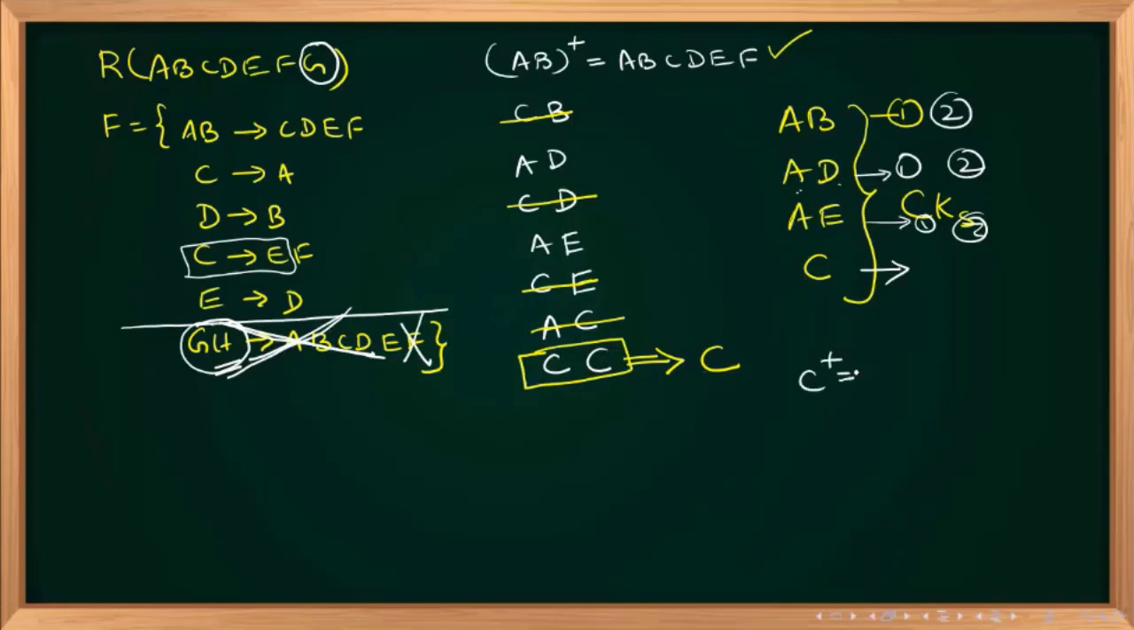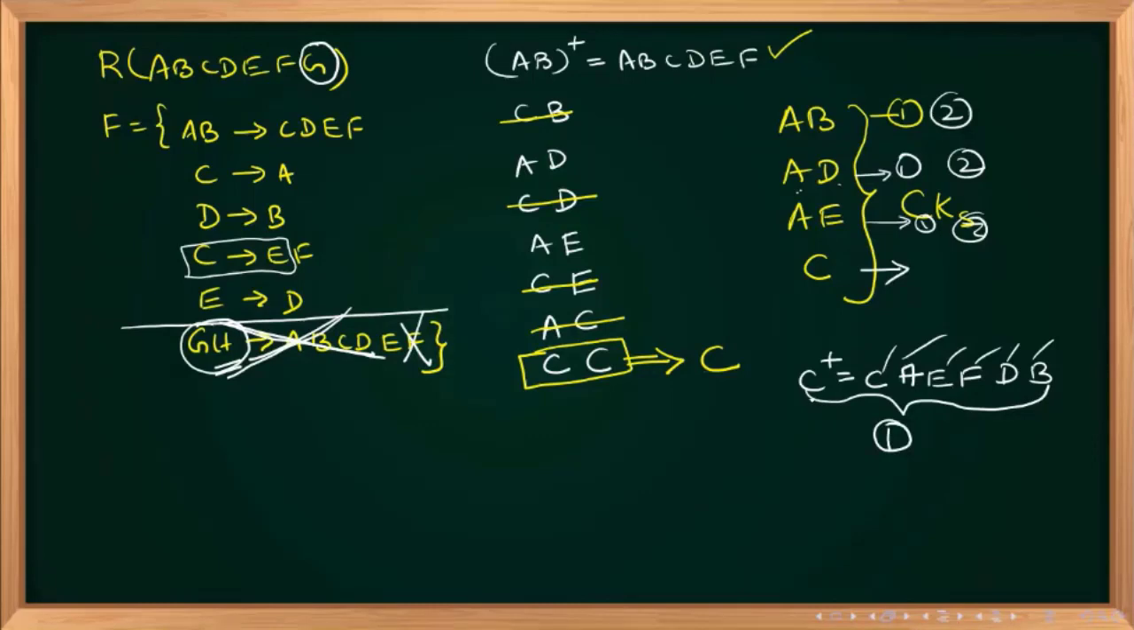Take the C closure. C closure is equal to C, A, what else? C gives E, F, then E gives D, A, B is needed, D gives B, so A, B, C, D, E, F, everything I am getting. Now what is the confusion? If you are getting everything, definitely the uniqueness property, the first property, is satisfied. Now for the second property, what is that?